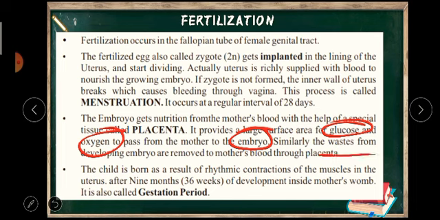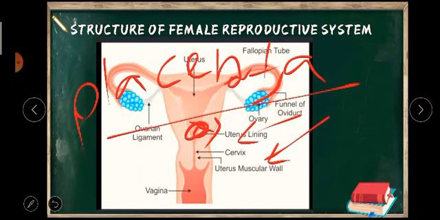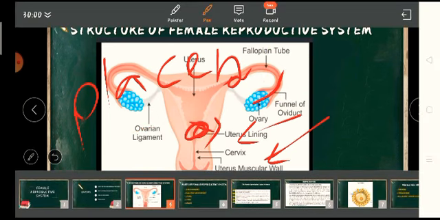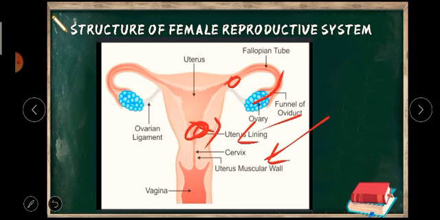Similarly, all the waste material from the developing embryo is removed by the placenta into the mother's blood. Since the embryo is growing, it produces waste materials as well, since it is a living being. These are removed by the placenta, which is connected to the mother's blood. It is a blood tissue, a tissue that helps in the development of the baby.